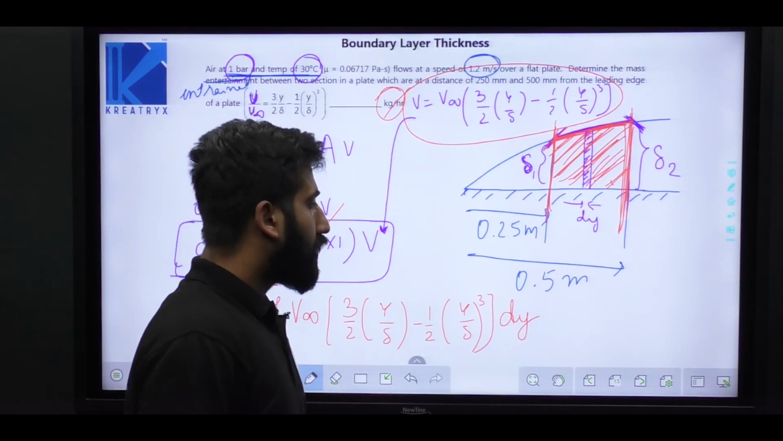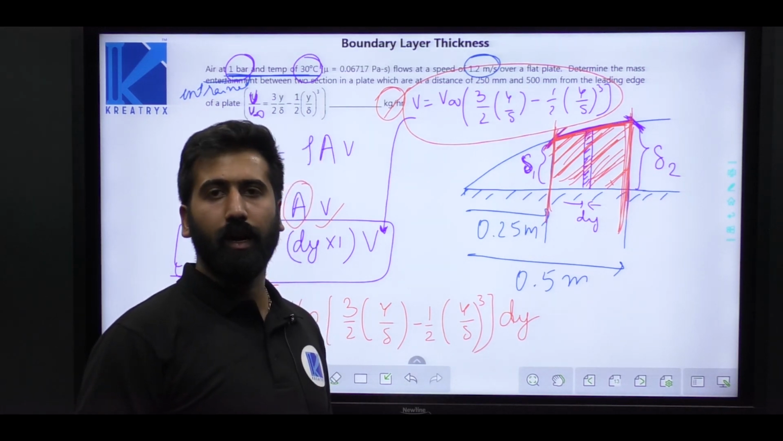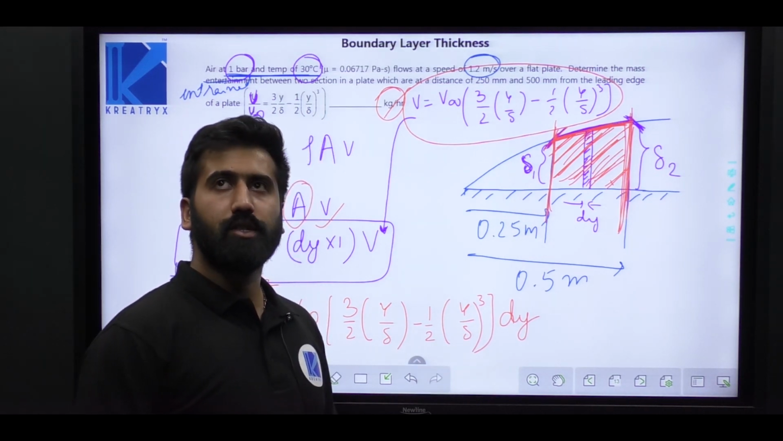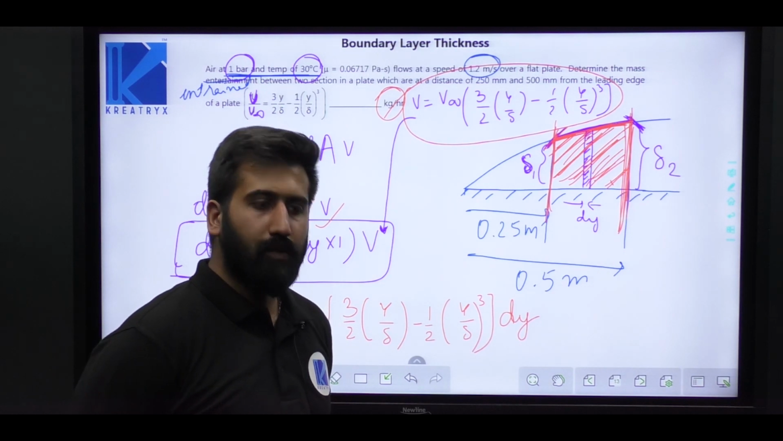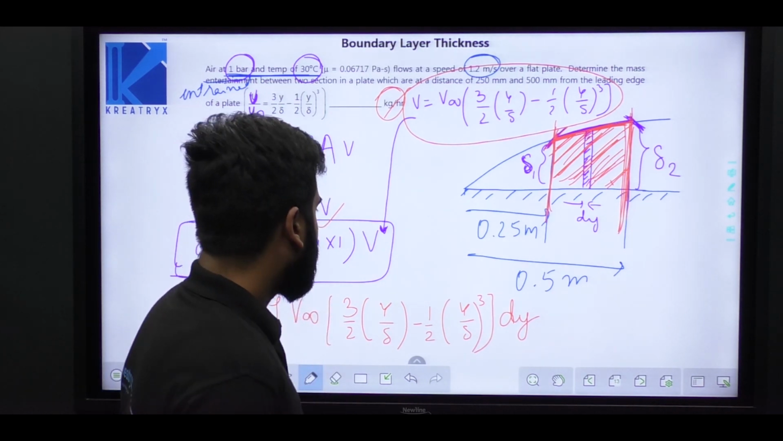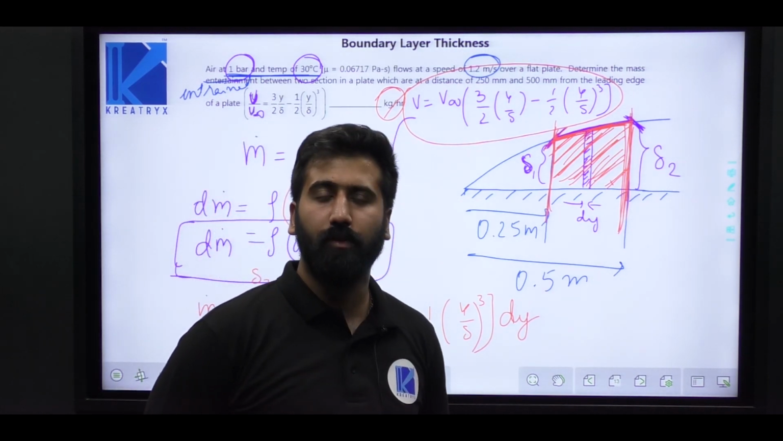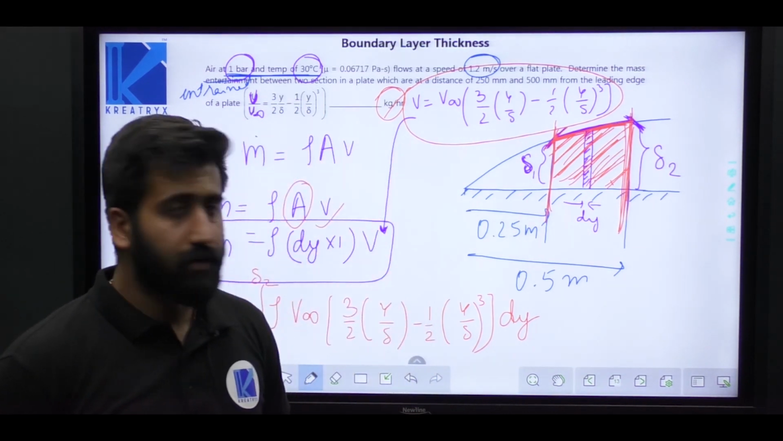So this was all from convection, and the next chapter we'll be solving will be, I guess, radiation.